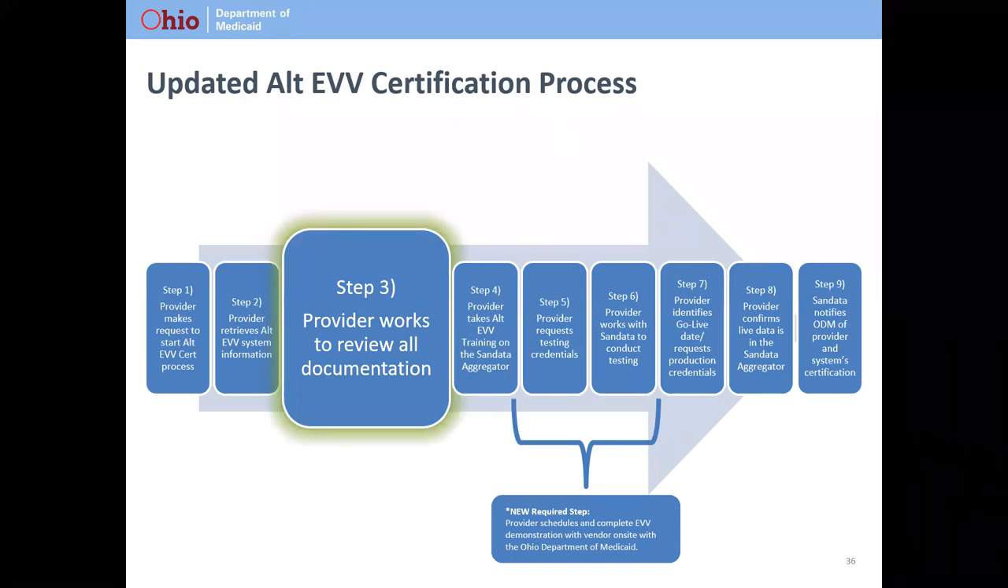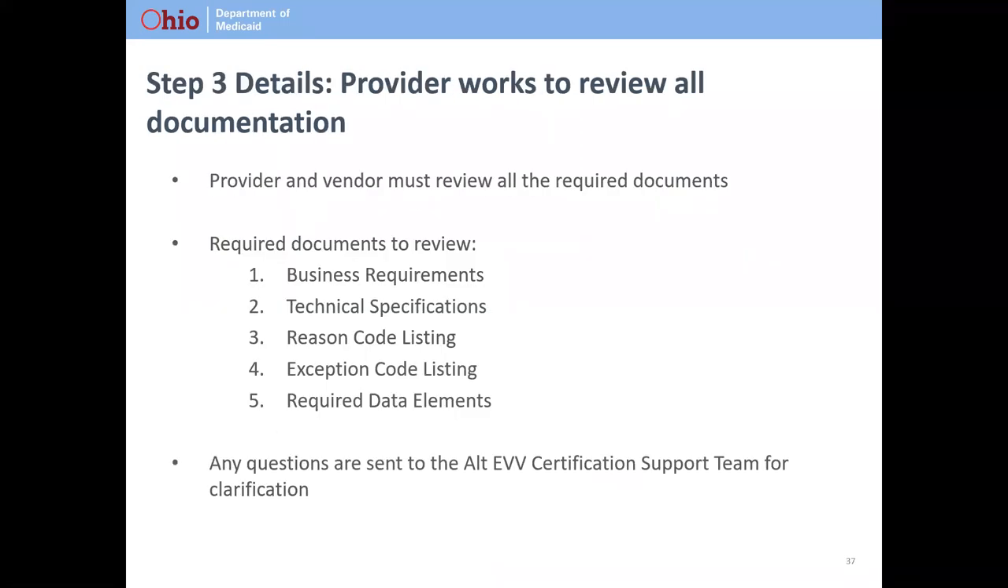Now, step three, the provider works to review all documentation. The provider and vendor must review all the required documents on that alternate system tab. And again, just for review and reference, those documents include the business requirements, technical specifications, reason code listing, exception code listing, and required data elements documents. There are five documents total.